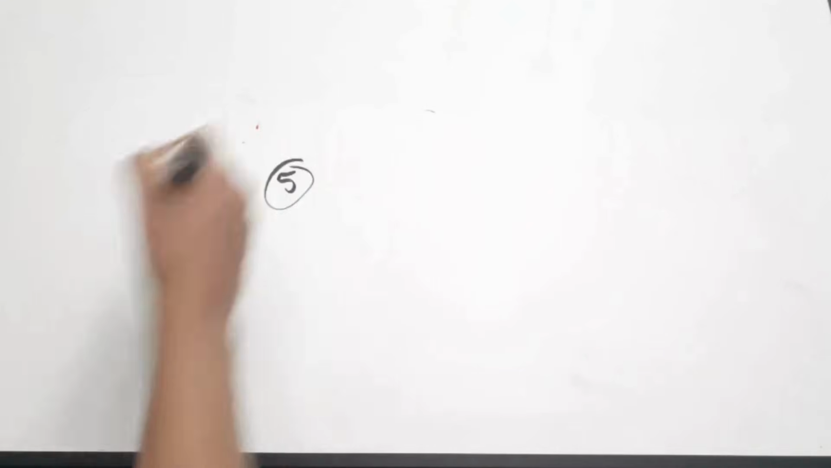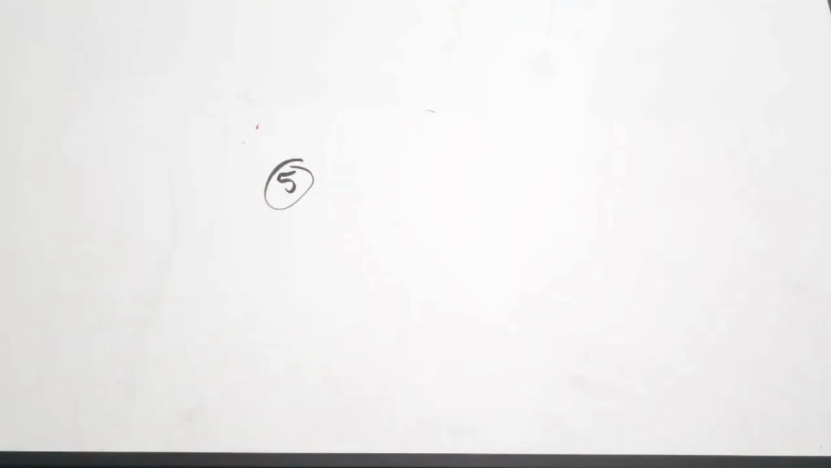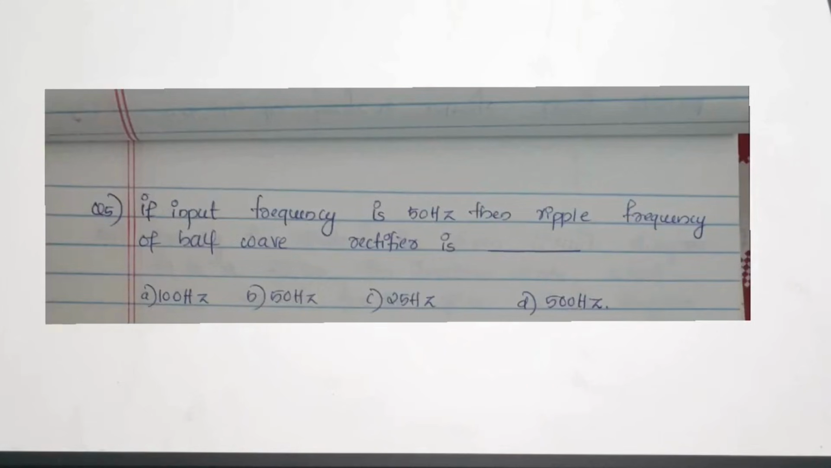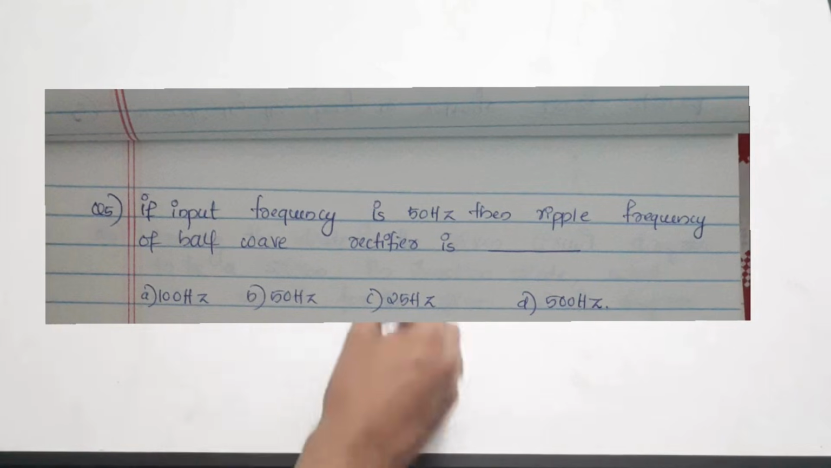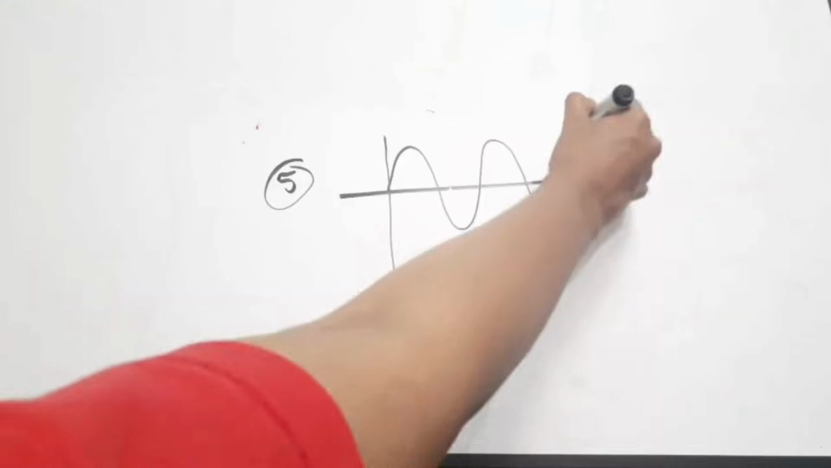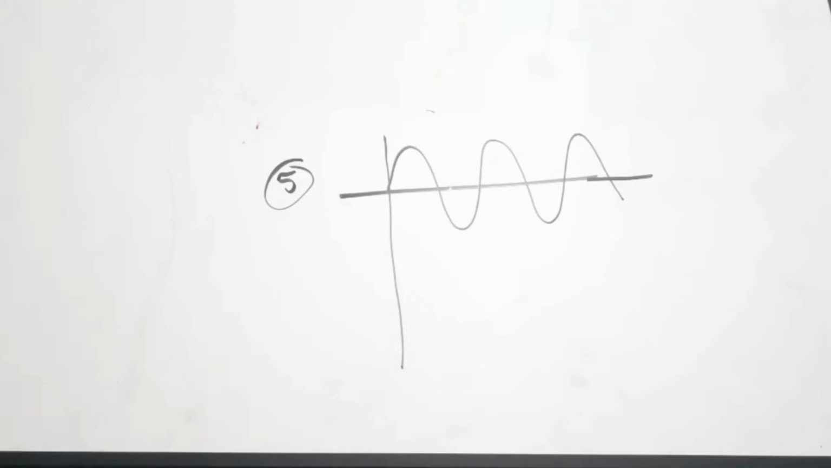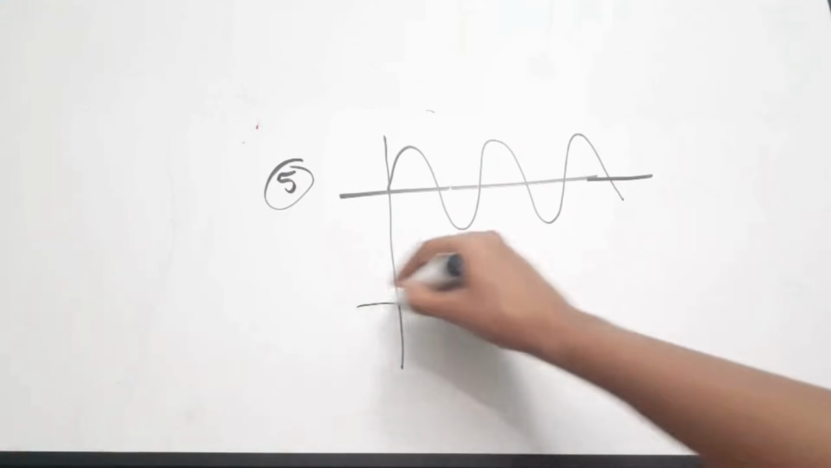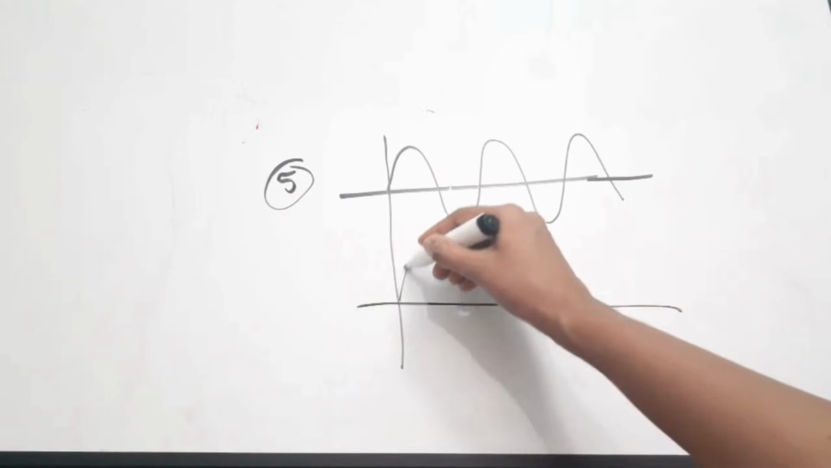Fifth question. Okay, fifth question is from rectifiers. If input frequency is 50 Hz, then the ripple frequency of a half wave rectifier is dash. So I'll draw the input and output waveform of a half wave rectifier. If this is the input, a normal sine wave or an AC is given, the output will be like this.